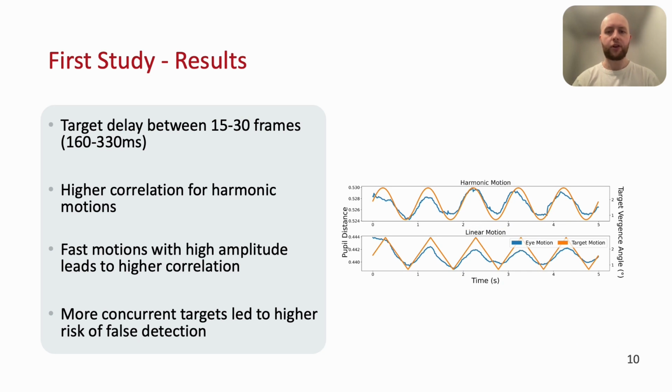So first, our analysis showed that the delay between gaze and target was generally between 160 to 230 milliseconds and needs to be accounted for. We also found that participants could track linear and harmonic motions equally well, but the transition from convergence to divergence and vice versa was more harmonic in nature, leading to higher performance for harmonic motions, as you can see in the picture.